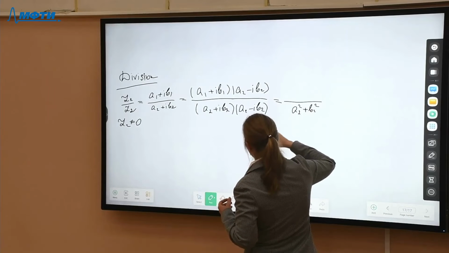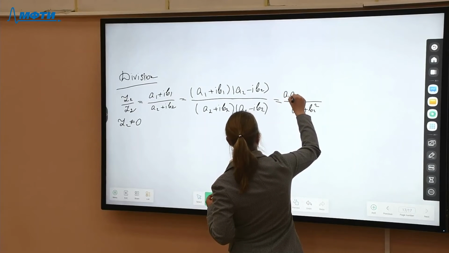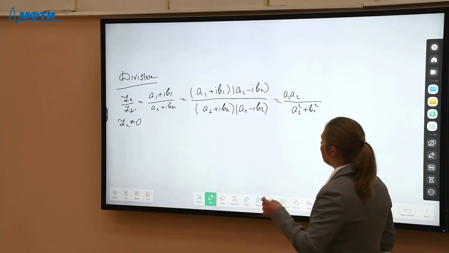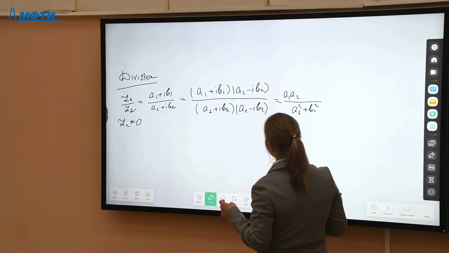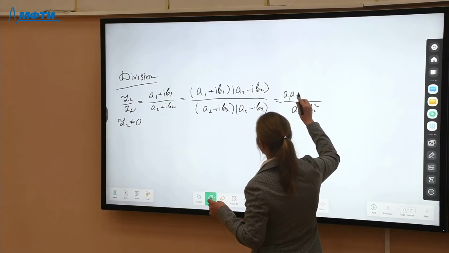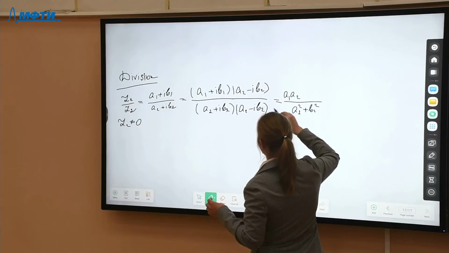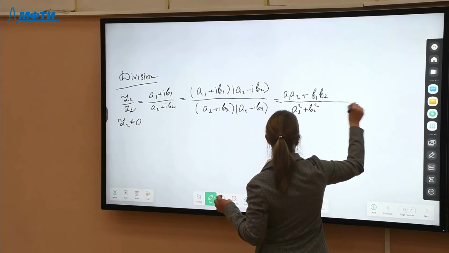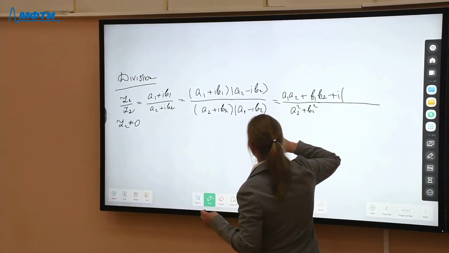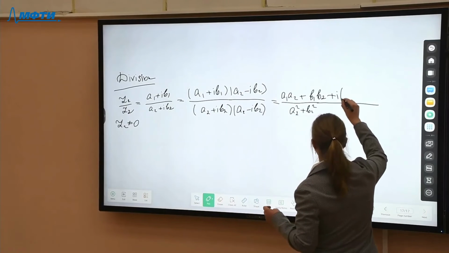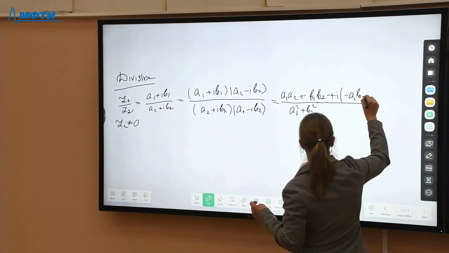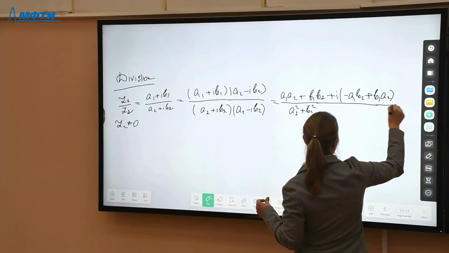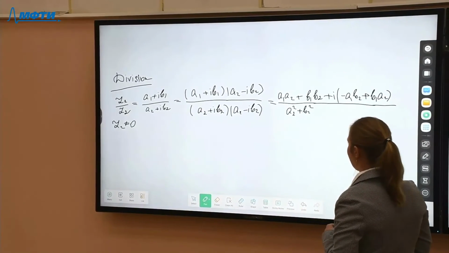And here we have a1 a2. Here we have the product of two complex numbers. So this is a1 a2. Minus by minus is plus, so plus b1 b2. Then plus i. Here we have minus a1 b2 and plus b1 a2. Okay.